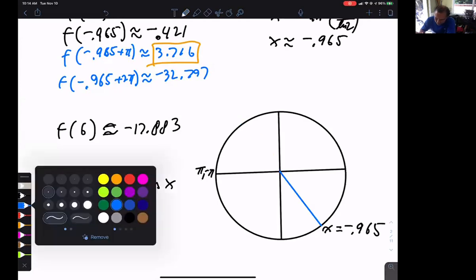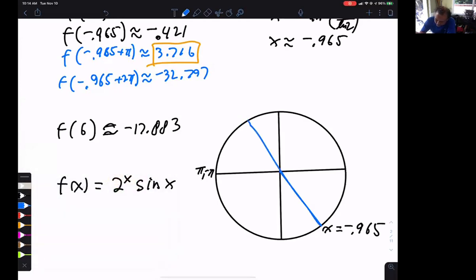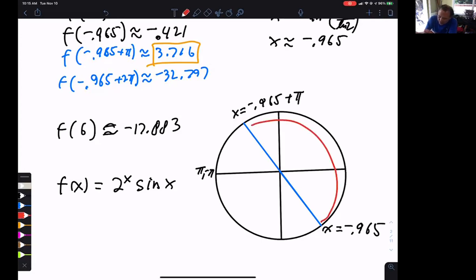Okay, there we go. You should know that 180 degrees away, the tangent's exactly the same, in the second and fourth quadrant. Okay, so this is where x is -0.965 plus pi. Why plus pi? Because from here to here, we added pi. Half a circle is pi. And then if we go again, another pi, this point here is also -0.965 plus 2 pi.